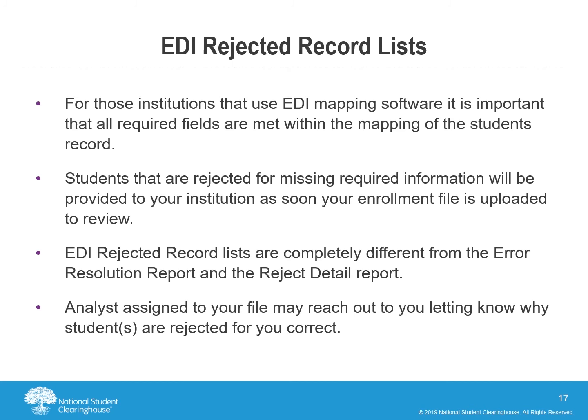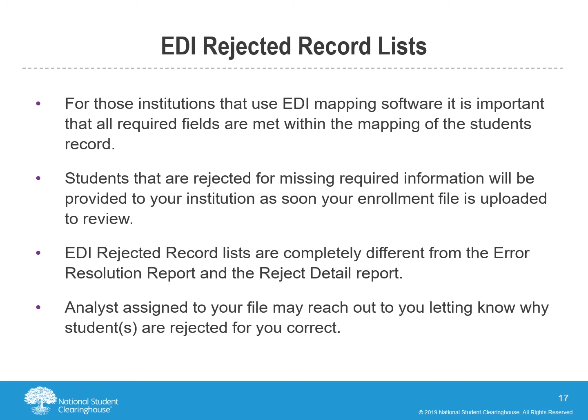It is imperative to update the missing required data in your student information system for future reporting if you find that the EDI rejects are students that should be reported. Keep in mind, EDI rejects are not the same as students on your reject detail report. Students on your reject detail were included with all required data in the EDI mapping record, but were rejected from the file for other reasons, for example, a name conflict as mentioned in previous slides.